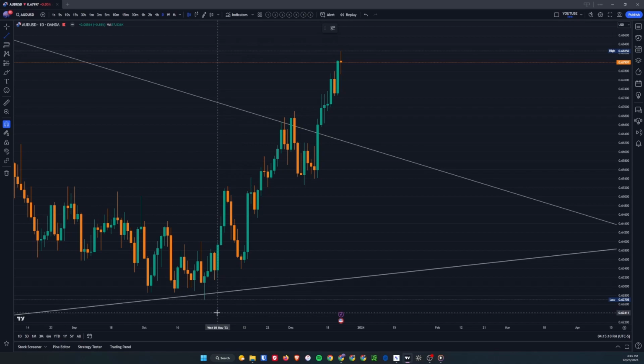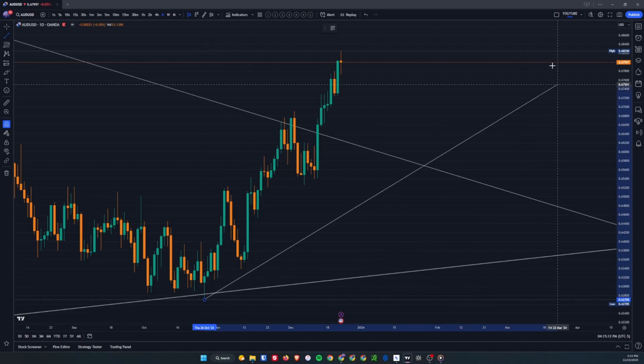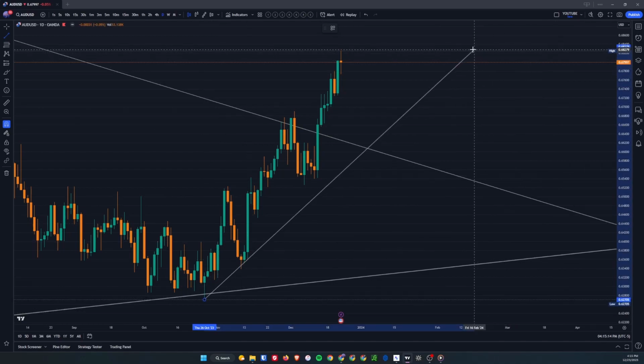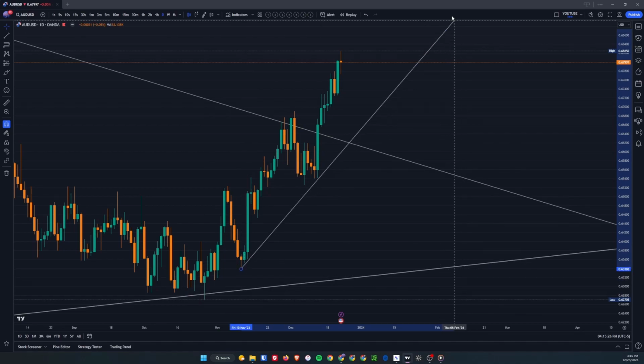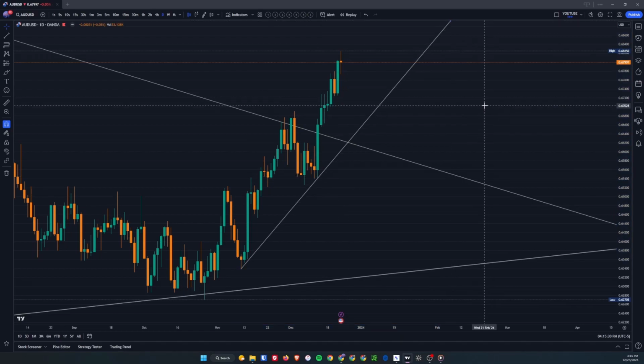All right, what do we see here? We see a trend line. So for this one, I would draw from this wick to this wick right here. And the reason is because, and this is the part that becomes subjective, you can draw from here, but I'm choosing to draw from here.